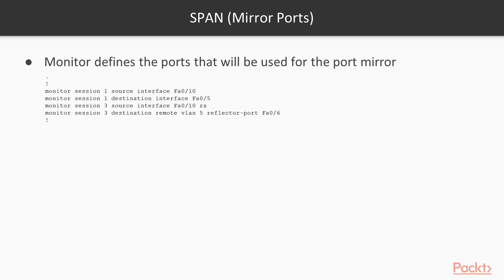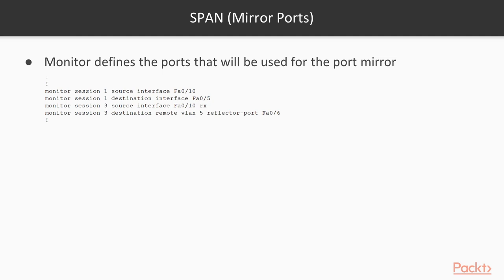And one of those things that you can do is create a monitor or a mirror port or a span port. This example right here is what you would see on a Cisco device. This is something you would have to configure on the network switch that you're using.